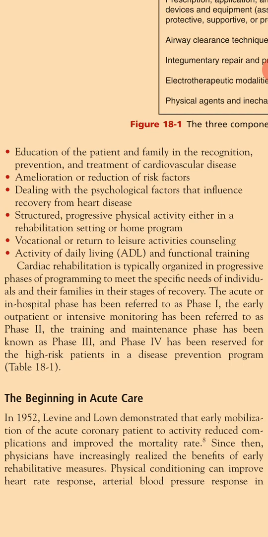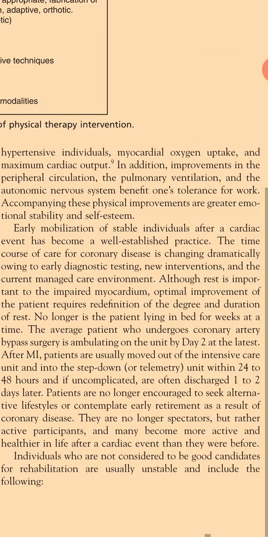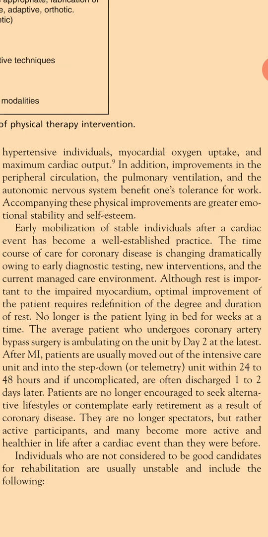The beginning in acute care. In 1952, Levine and Lown demonstrated that early mobilization of the acute coronary patient to activity reduced complications and improved the mortality rate. Since then, physicians have increasingly realized the benefits of early rehabilitation measures. Physical conditioning can improve heart rate response, arterial blood pressure response in hypertensive individuals, myocardial oxygen uptake, and maximum cardiac output. In addition, improvements in the peripheral circulation, the pulmonary ventilation, and the autonomic nervous system benefit one's tolerance for work. Accompanying these physical improvements are greater emotional stability and self-esteem.